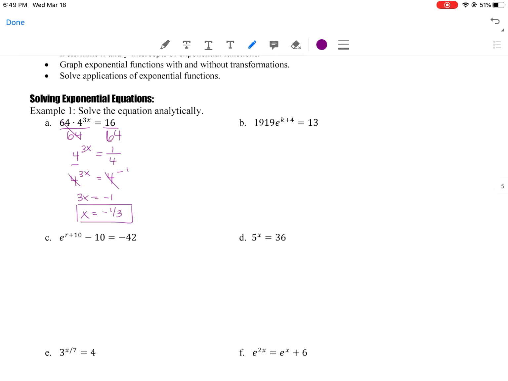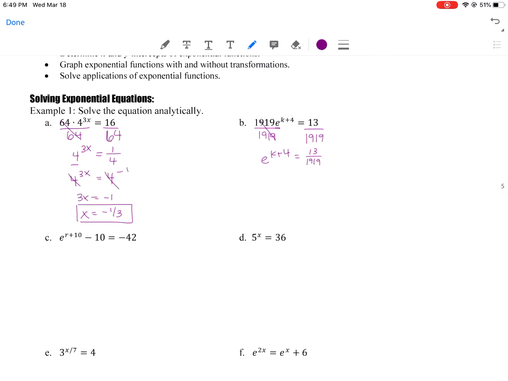Same idea on this next one. We want to get this base of e all alone, so I'm going to divide both sides by 1919. So we get e to the k plus 4 equals 13 over 1919. And this one I'm like, I don't really know e to what power equals that fraction. And is there even an integer power where e would be equivalent to that fraction? The answer is no. So here I would use your definition of log.